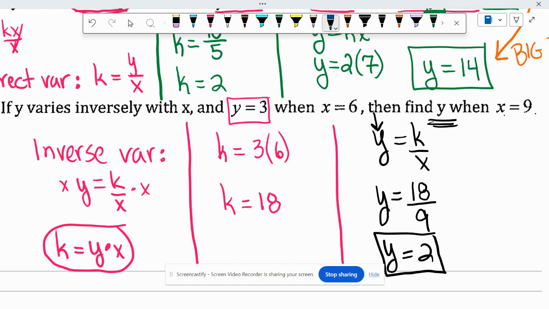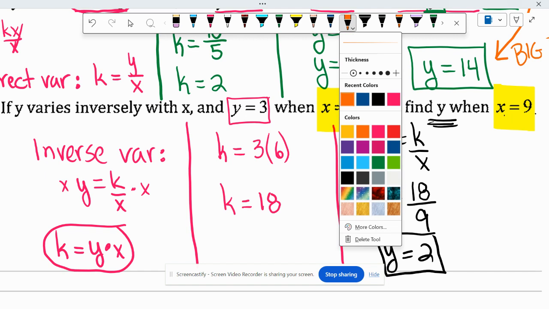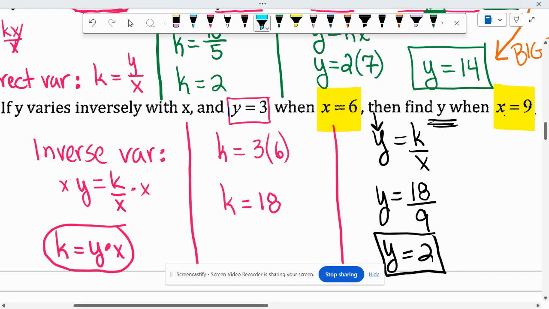So let's look at this. Is X getting bigger or smaller? X started out as 6, and then it ended up as 9. X is getting bigger. So that means Y should be getting smaller because it varies inversely. Y started out as 3, and it ended up as 2. Inverse works in the opposite direction. Okay.